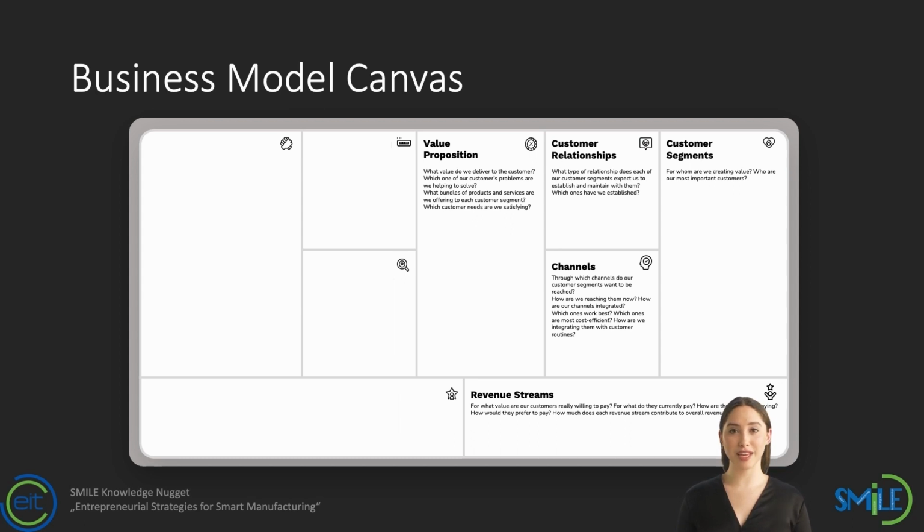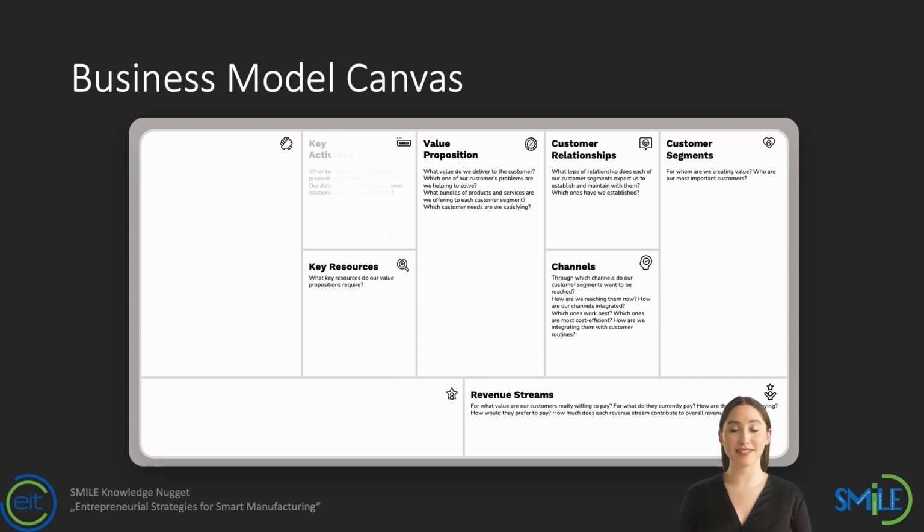We now move to the left-hand side of the canvas where we specify how the value is created. We start with the key resources the business will need to operate. A guiding question here is: what are the business's most important resources in terms of what type of people, what technology, and what equipment is needed? But also intangible resources can be important, like patents, trademarks, brands.